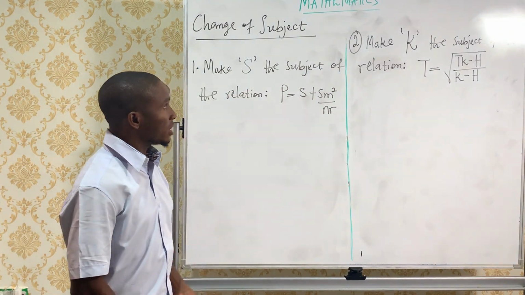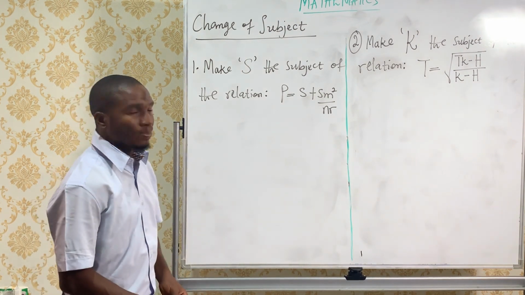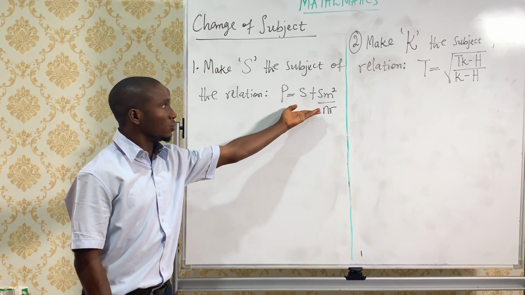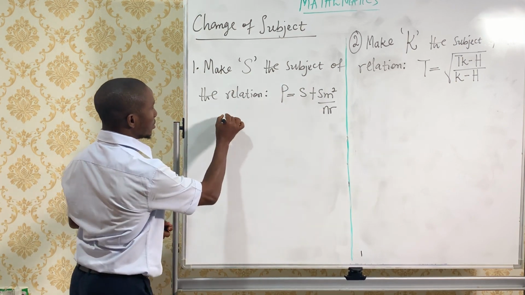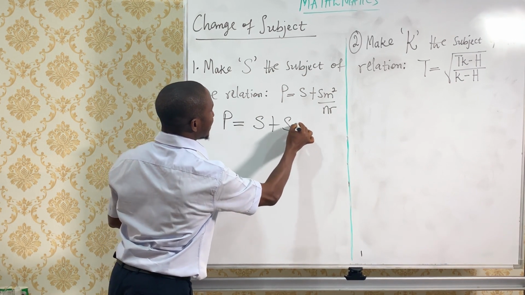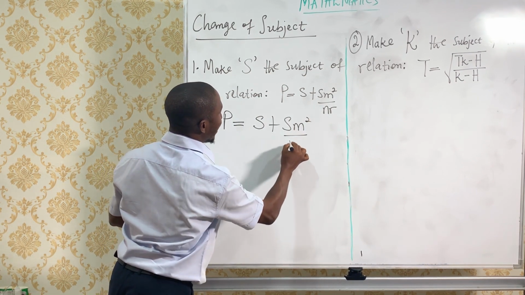We have two different questions on the board. They're actually from WAEC. Now, we are asked to make S the subject of the relation. We have been given this relation: P is equal to S plus Sm squared over NR.